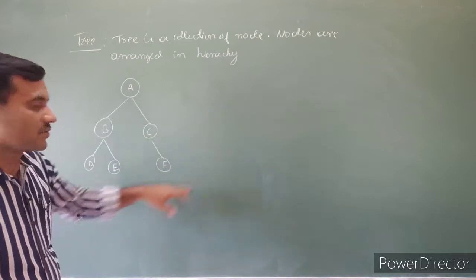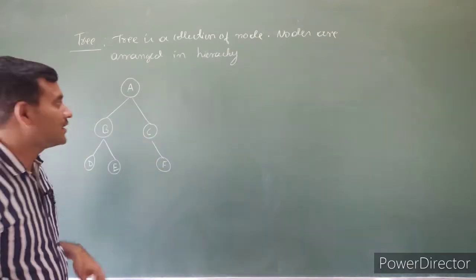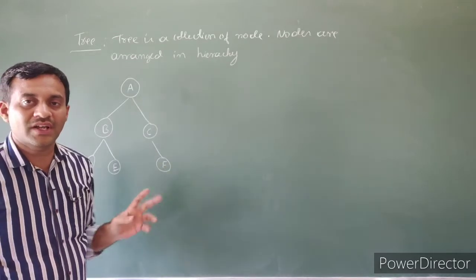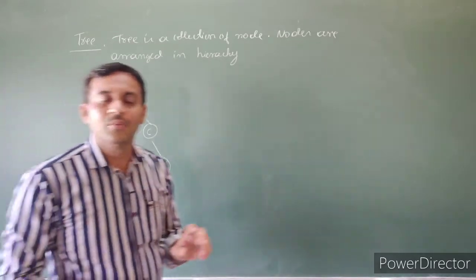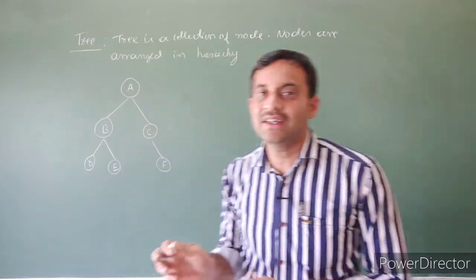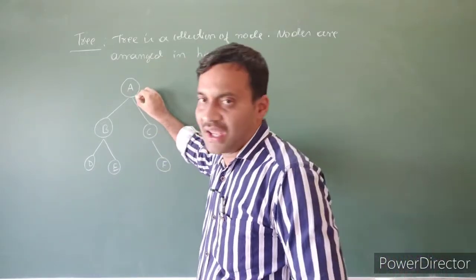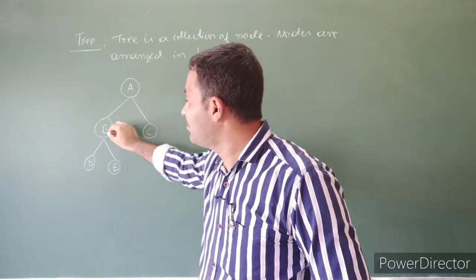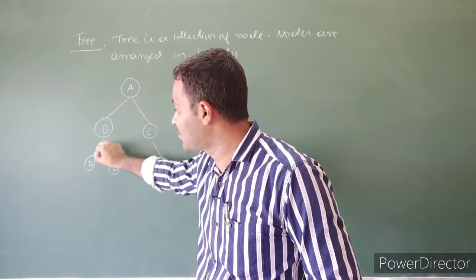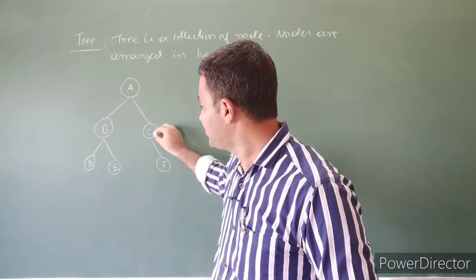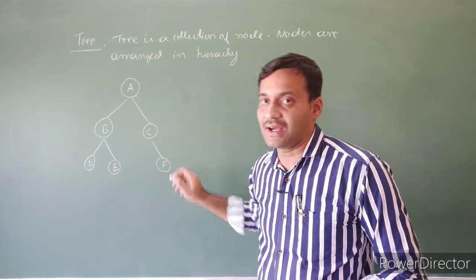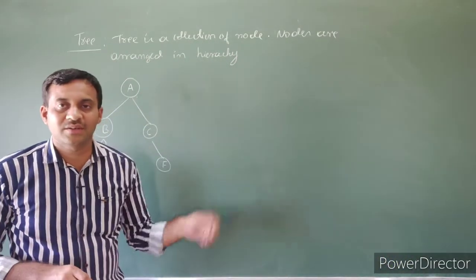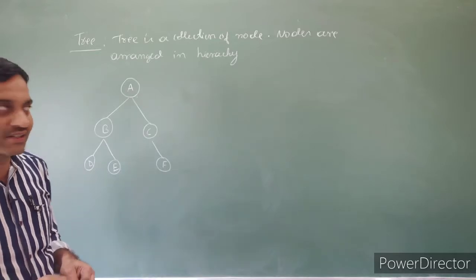Here it is a collection of nodes, and there is more than one possibility to reach the next node or next item. From A we can reach B or C. Then from B again there are two possibilities, either D or E. From C there is one possibility, that is F. So this is called non-linear. Then tree is the best example for a non-linear data structure.